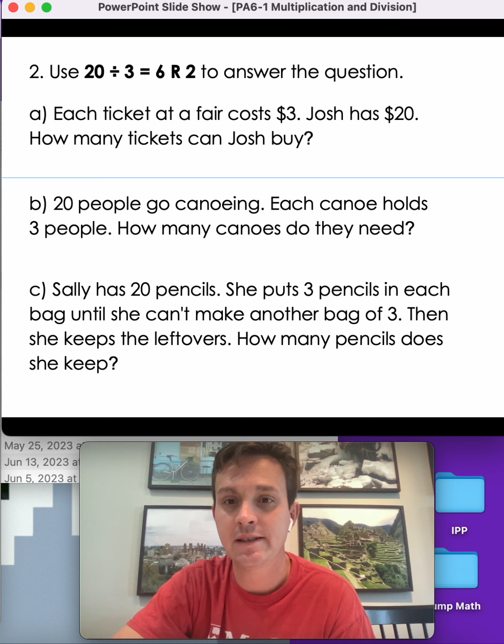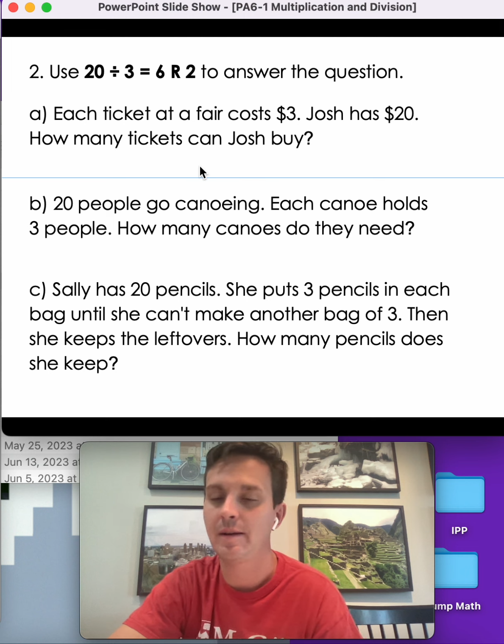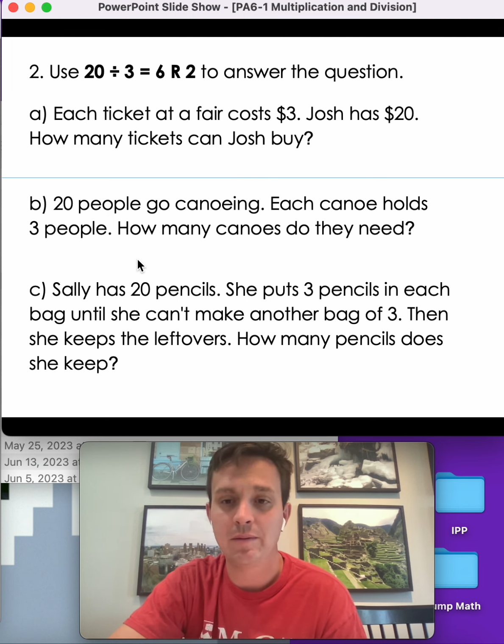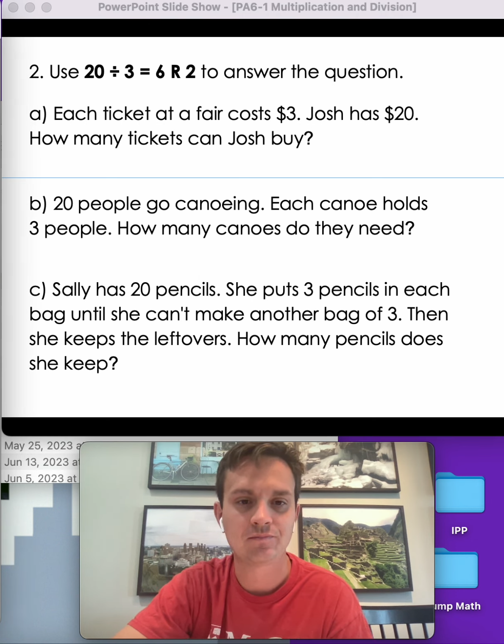Okay, here's some more exercises. Use 20 divided by 3 equals 6 remainder 2 to answer the question. Each ticket at a fair costs $3. Josh has $20. How many tickets can Josh buy? 20 people go canoeing. Each canoe holds 3 people. How many canoes do they need? Sally has 20 pencils. She puts 3 pencils in each bag until she can't make another bag of 3. Then she keeps the leftovers. How many pencils does she keep? So your answer is going to be 6, 7, and 2.